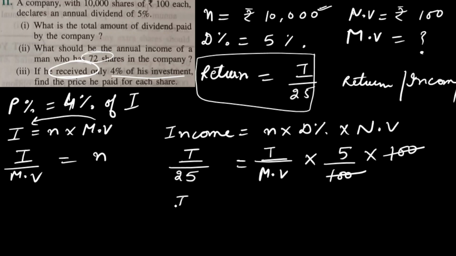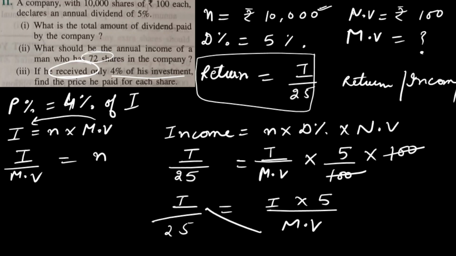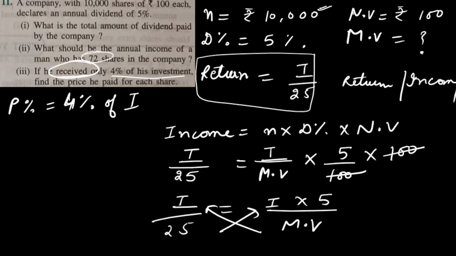First of all, I'll just write this: I by 25 is equal to I into 5 by MV. Right, we'll do cross multiplication, because fractions, let's finish all the fractions. So what I'll get here is I into market value, because here market value is getting divided, so it will go on top, it will get multiplied.